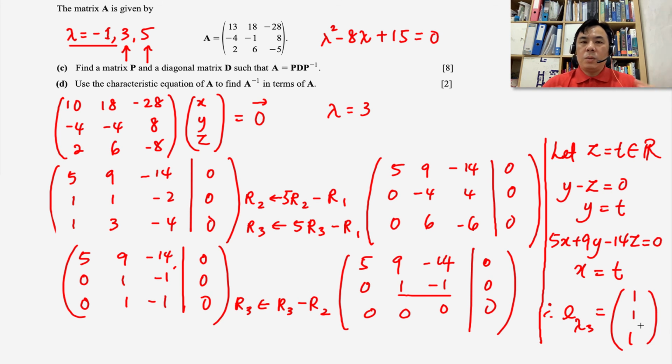Okay, so I skip some of the formality here. Right, I'm going to pause there. Hopefully this is clear to all of you. And then I'm going to finish off the last eigenvector corresponding to 5.